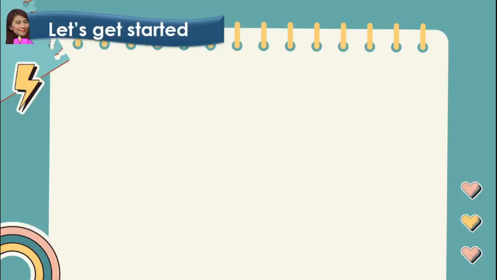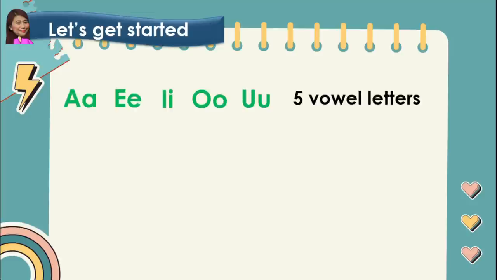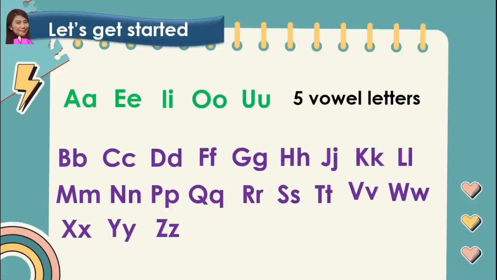In the 26 letters in the English alphabet, we have 5 vowel letters. And these are A, E, I, O, and U. And we also have 21 consonant letters. And these are B, C, D, F, G, H, J, K, L, M, N, P, Q, R, S, T, V, W, X, Y, and Z.